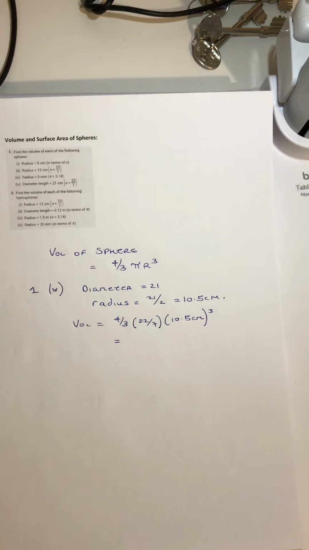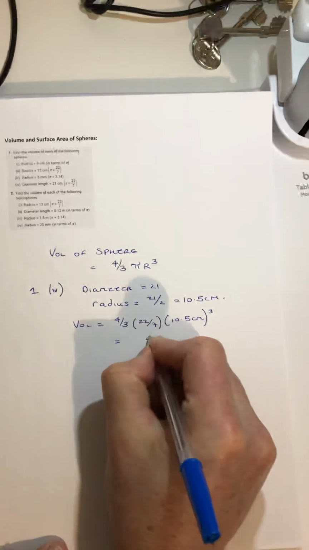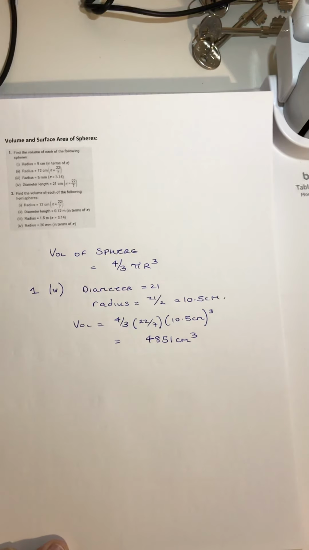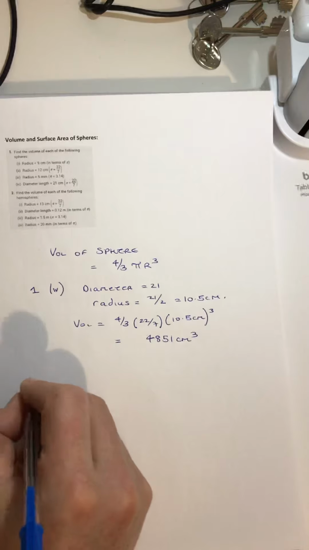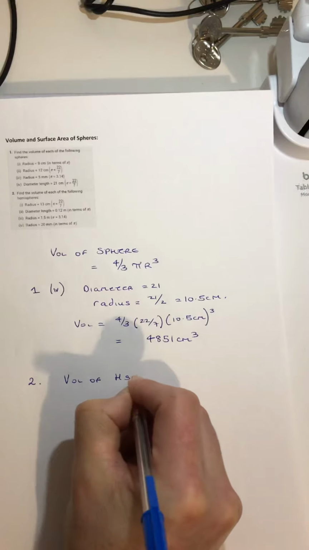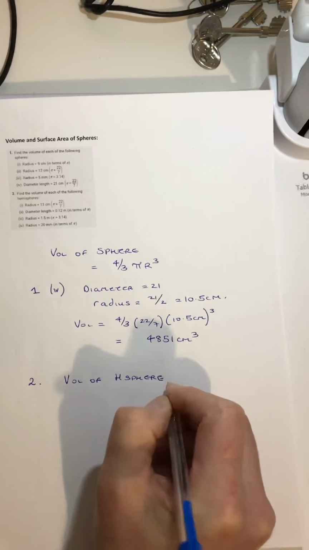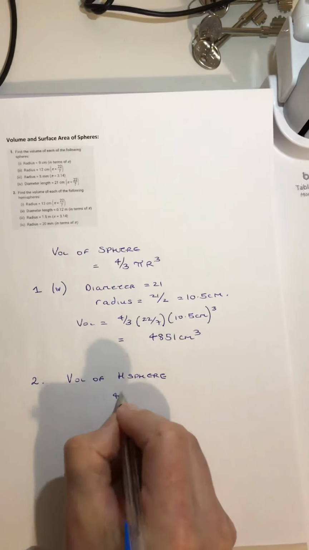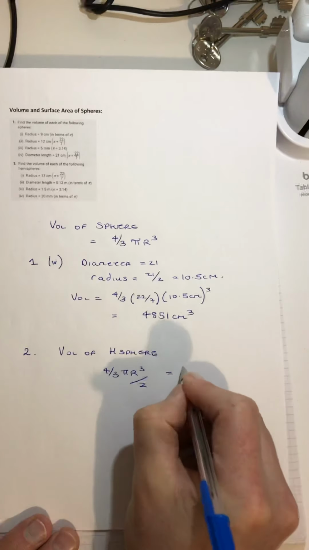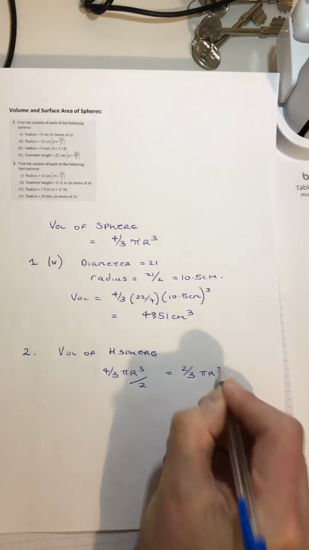So 4 over 3, 22 over 7, and 10.5 cubed gives us a total of 4851 centimeters cubed. And that's the volume of a sphere. And for question 2 then, we want the volume of a hemisphere. Okay, and the volume of a hemisphere will be 4 over 3 pi r cubed divided in half, which gives you 2 over 3 pi r cubed.